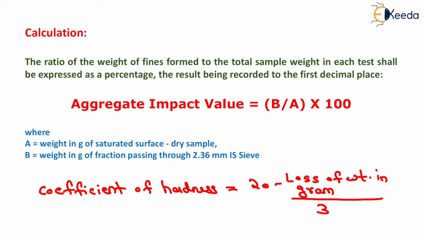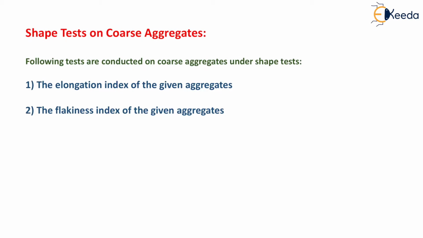Now from the abrasion test and impact value test, coefficient of hardness is equal to 20 minus loss of weight in gram divided by 3. That is the formula for coefficient of hardness. Now we can move to the next test, that is shape test on coarse aggregates.